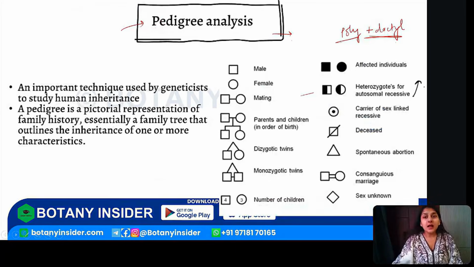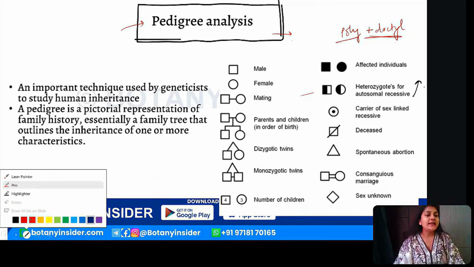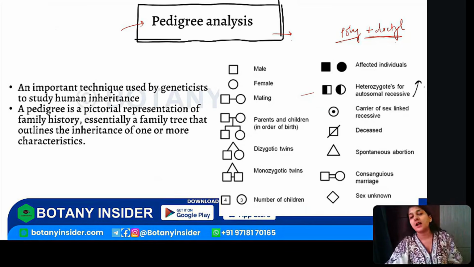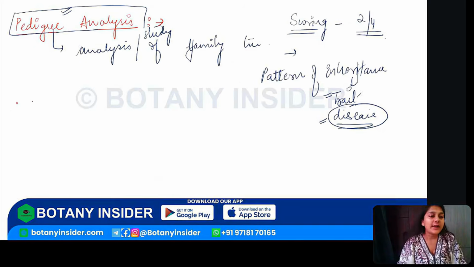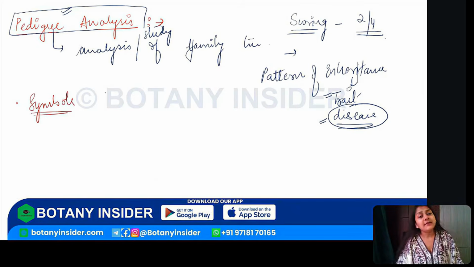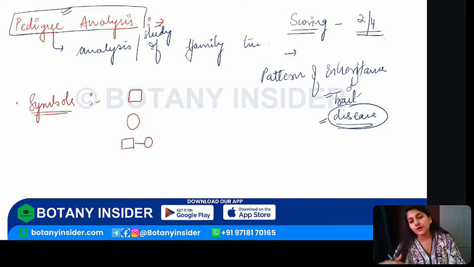First thing. Now, when we learn about pedigree analysis, the very first thing that comes to mind is the various symbols. Because in every single question that we have in the examination, the symbols are used. So if you have a square, a circle, a square and a circle together, or n number of segments, what is the meaning of each one of them?